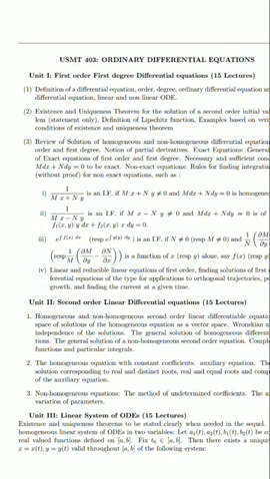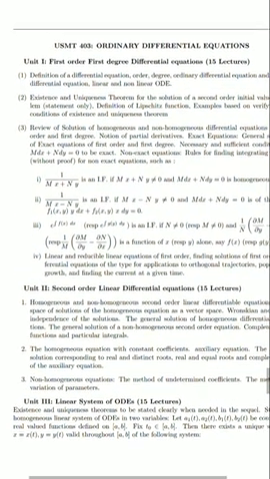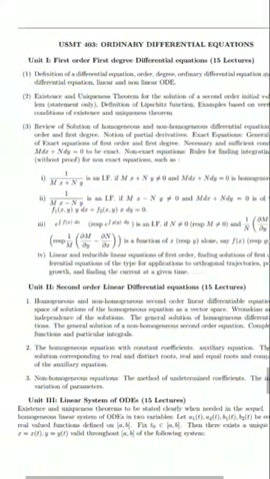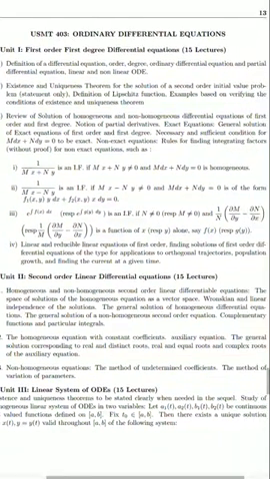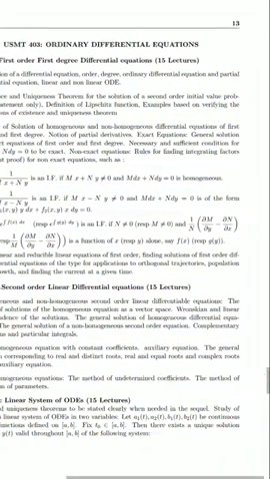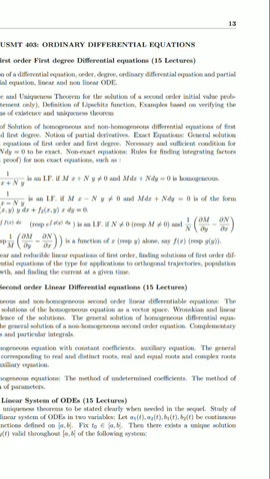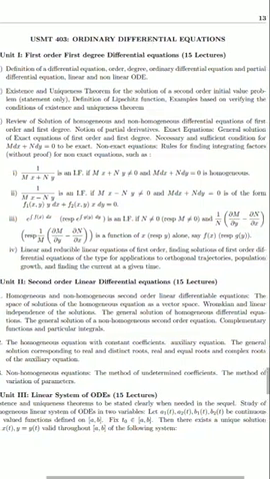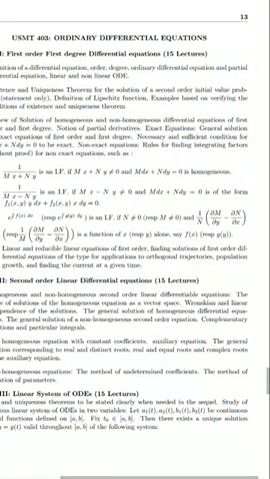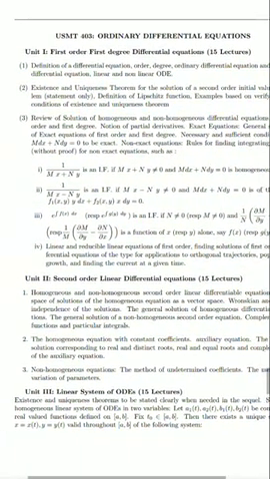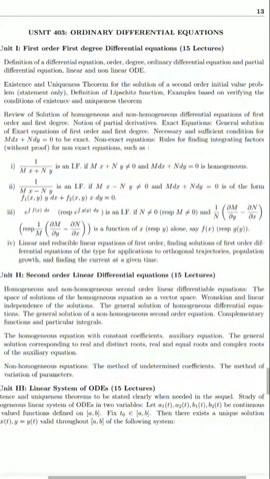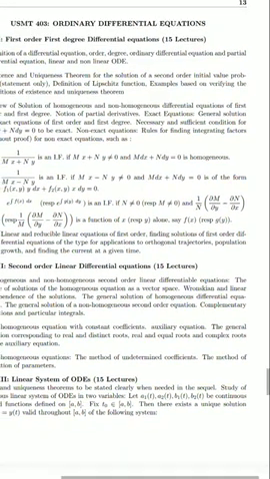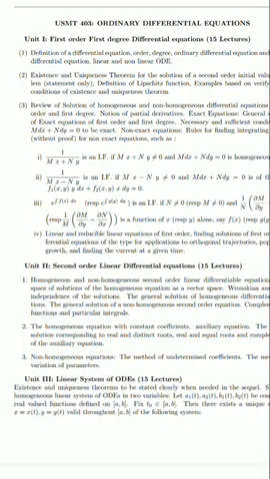examples based on verification of the conditions of the existence and uniqueness theorem, review of solutions of homogeneous and non-homogeneous differential equations of first order and first degree, notation of partial derivatives, exact differential equations, and the general solution of an exact differential equation of first order and first degree. Necessary and sufficient condition for M dx plus N dy equal to 0 to be exact, non-exact equations, rules for finding integrating factors without proof.